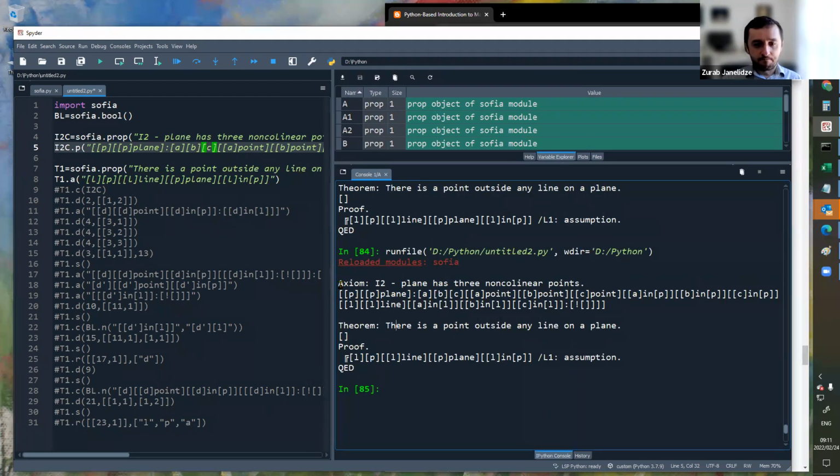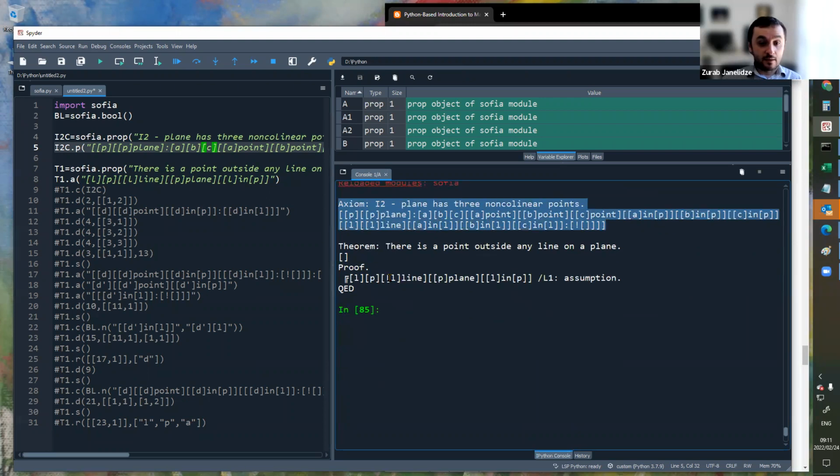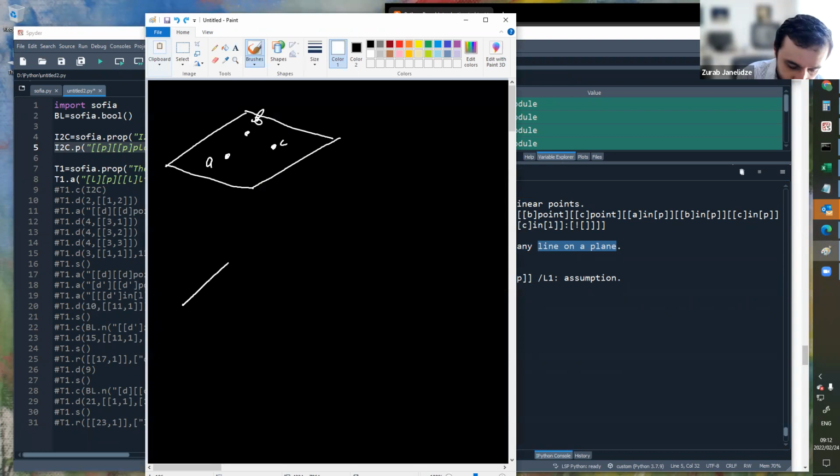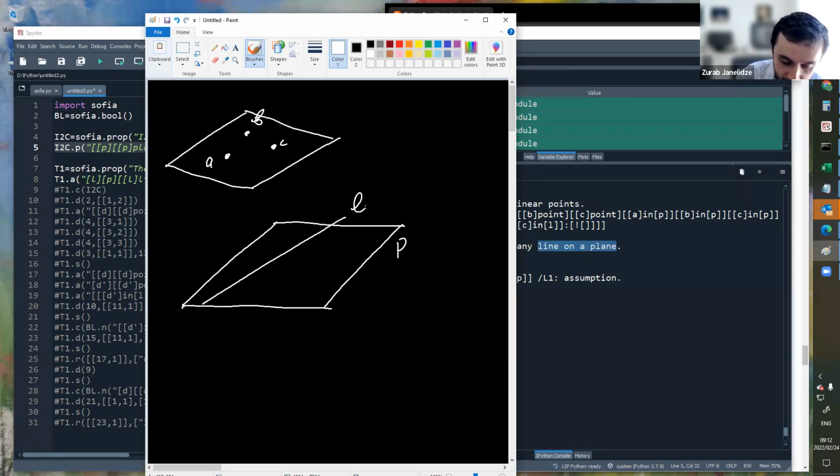Okay, so that's our axiom. And then the theorem we want to prove is that if I have already a line on a plane, then outside that line, on the same plane, I will be able to find a point. So the theorem will say that if I have a plane and a line on it, so plane P, line L, it is always possible to find a point on the plane which is outside the line.